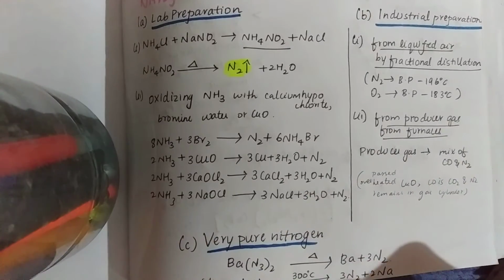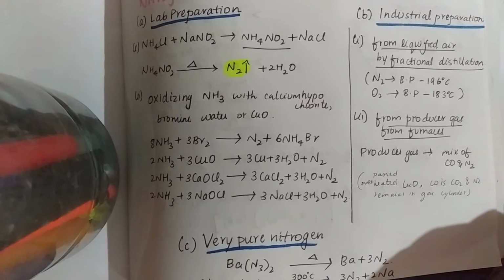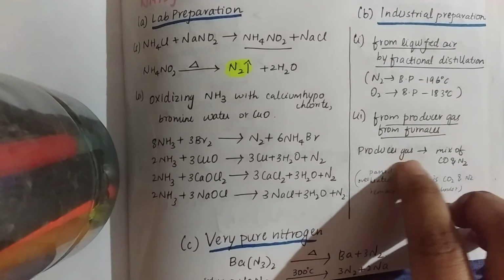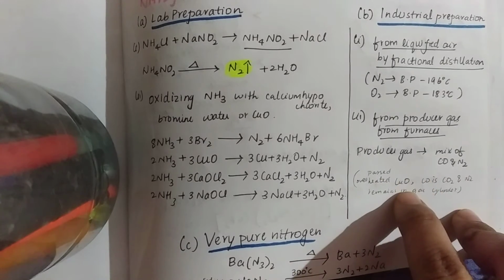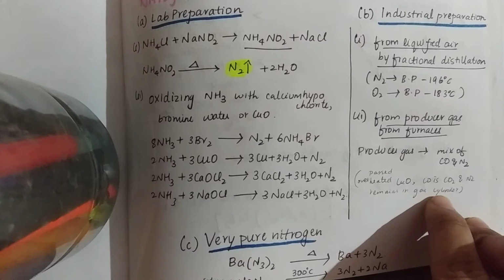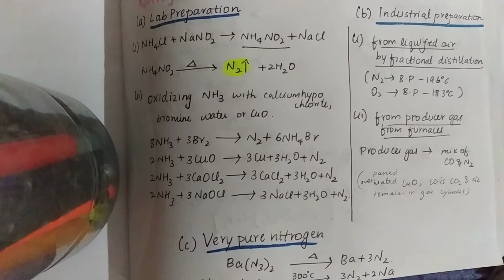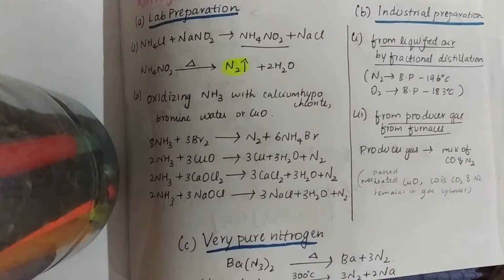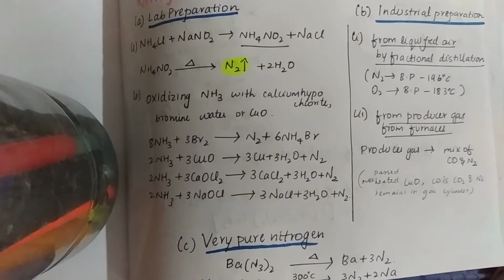And the second thing is from producer gas. What is producer gas? Producer gas is a mixture of CO and N2, carbon monoxide and nitrogen. When we heat the producer gas by passing it through CuO, then we get N2 gas. It remains in the gas cylinders, we can collect it, and this is how we obtain N2 gas in industrial methods.